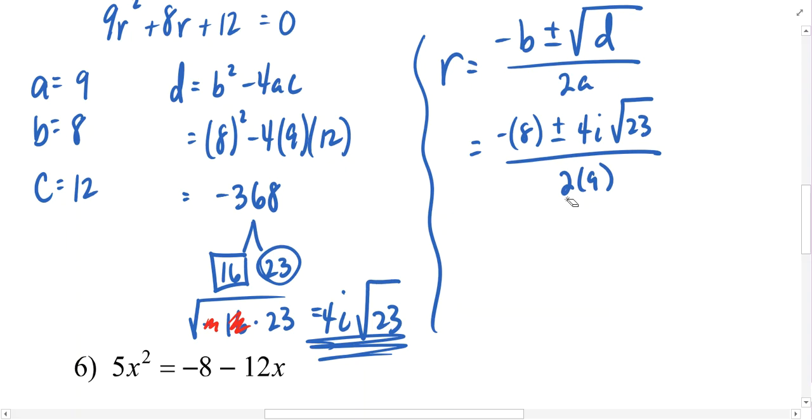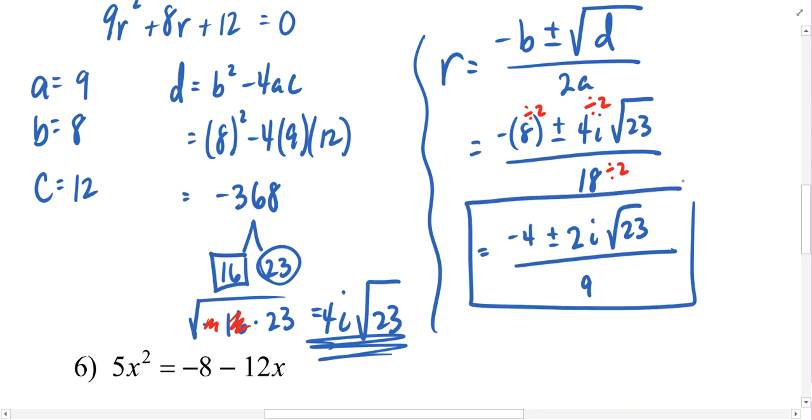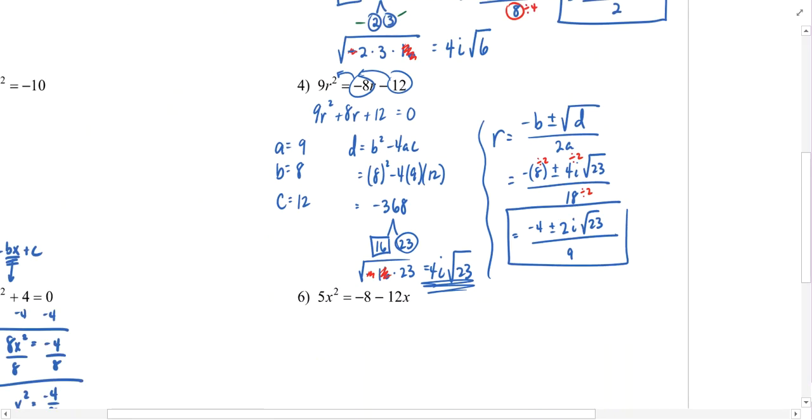Now, you might recognize this and do the math in your head first. 2 times 9 is 18, so I'm going to show that here. And I'll also make a note that each of these numbers can be divided by 2. Each of these coefficients can be divided by 2. They have a common factor of 2. So after I divide negative 8 by 2, I'm left with negative 4. After I divide 4 by 2, I'm left with 2i square root 23. Again, the number underneath the square root symbol does not change. And 18 divided by 2 is 9. And we have ourselves a good pair of answers.